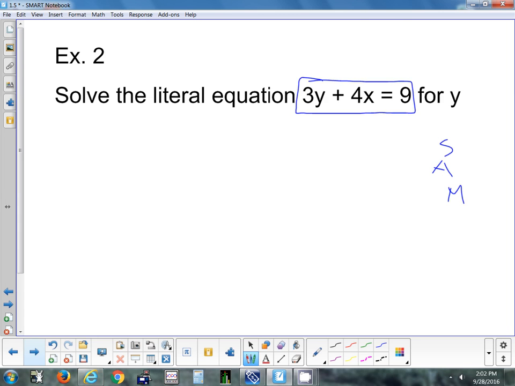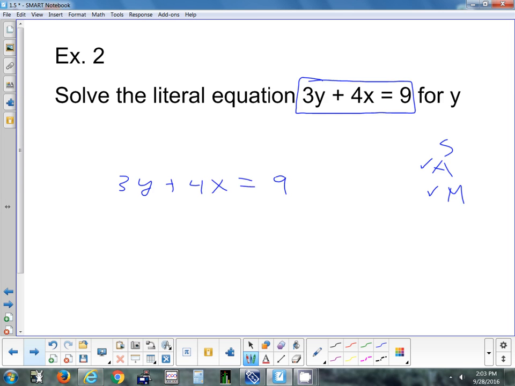Which one do we do first? Are we going to deal with the 3? Or are we going to deal with the 4x? And if you get stuck, think which operation you should do first, and then which one comes second. Yeah, Josh? The 4x. All right, we're going to deal with that 4x first. Can somebody else tell me how I deal with the 4x? How do I put it on the other side?